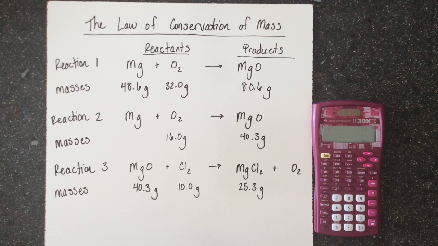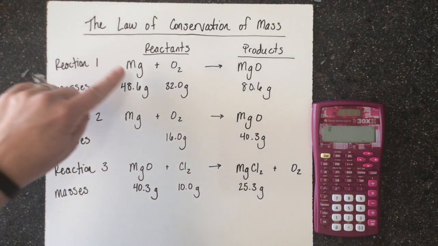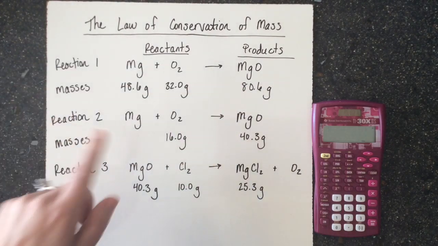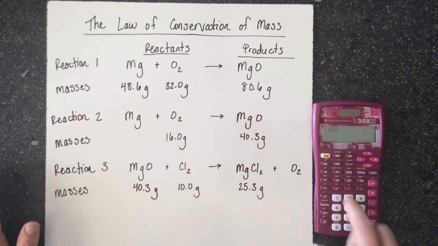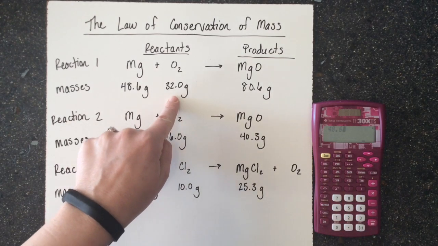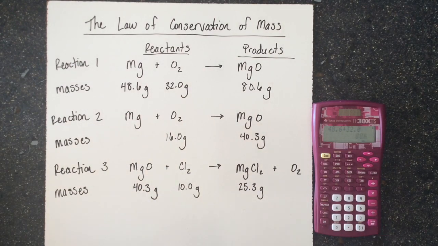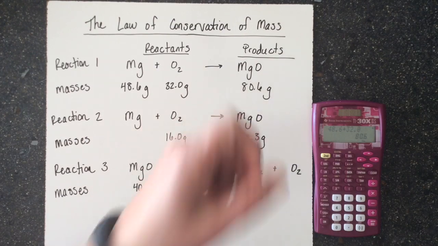And so in this assignment, what you're going to be doing is applying the law of conservation of mass. What you're seeing on the screen are three examples of three different reactions. We have reaction 1, which is magnesium plus oxygen, produces magnesium oxide. And we see that the total mass of the reactants, 48.6, plus the other reactant, oxygen, 32.0. If we look at that total mass, it's 80.6, which is the mass of the product as well.